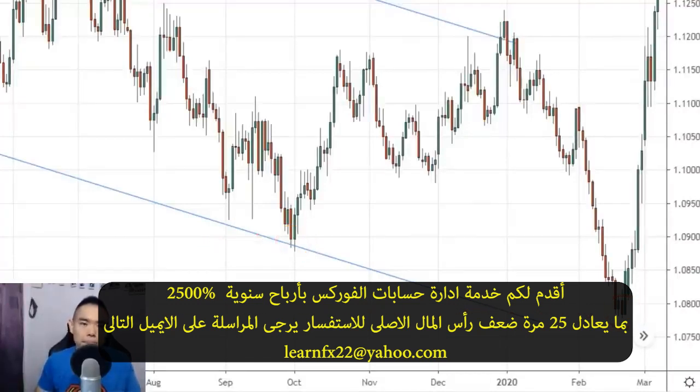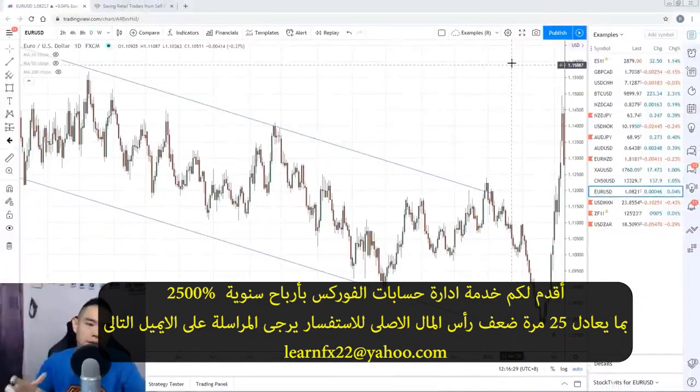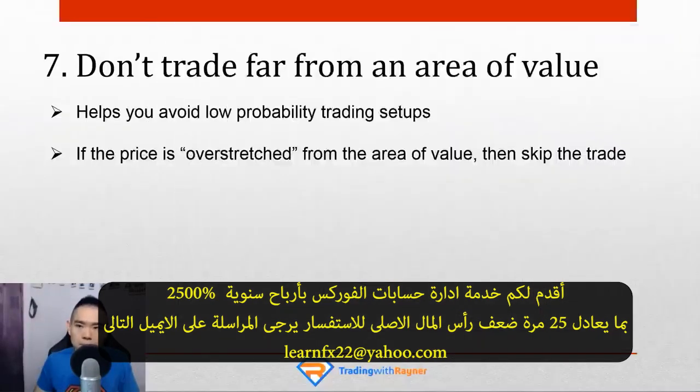So very simple. Whenever you look at a trending market, ask yourself, where is the area of value? Which moving average does this market respect? If it's very far away from that moving average, if it's very far away from the trend channel or trend line, it's better not to trade in the direction of that trend at that point in time. Wait for the pullback to come. It's a much better play.